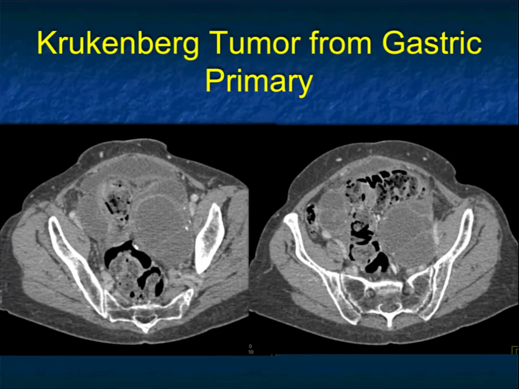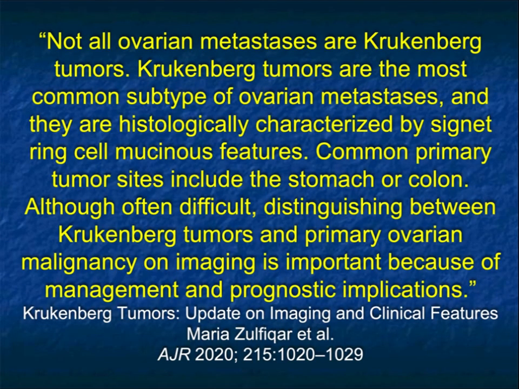Now, in terms of spread of disease, you also get metastasis to the ovary. That's a so-called Krukenberg tumor. Can be one ovary or both ovaries. It's very common in patients with ascites as well. This article from last year by Zulfiqar: not all ovarian metastases are Krukenberg tumors. Krukenberg tumors are the most common subtype of ovarian mets. They're characterized by signet ring features. Common tumor sites include the stomach or colon.